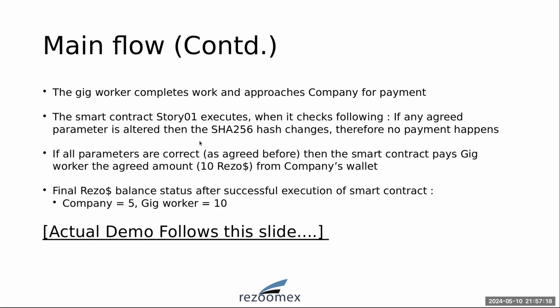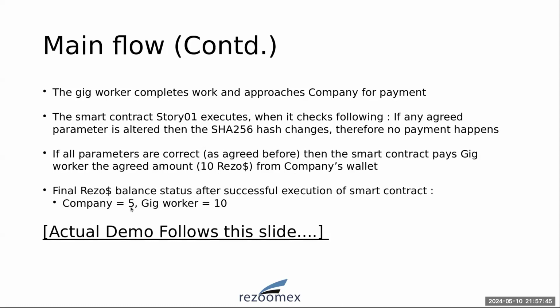It will pay whatever agreed amount, $10, from the company's wallet to the gig worker's wallet. Of course, we have all the checks and controls so that no double payment should happen. Once it is paid, this smart contract is gone, so it can't pay again. Which I'll demonstrate also. So the final position after this step will be that the company first had $15, right?